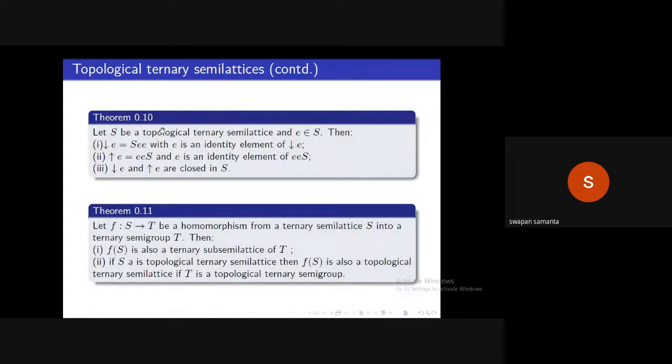Now, here are some results related to topological ternary similarities. Let S be a topological ternary similarity and e an idempotent element. Obviously, e in S means it is idempotent. Then the lower set of e is S e e, with e an identity element of this set, and the upper set of an element is expressed in this form, and here also e is an idempotent element of this, and both these sets are closed. Now, if f from S to T is a homomorphism from a ternary similarity into a ternary semigroup, then f(S) is also a ternary similarity. And if we consider S as a topological ternary similarity and T as a topological ternary semigroup, this image once again becomes a topological ternary similarity.